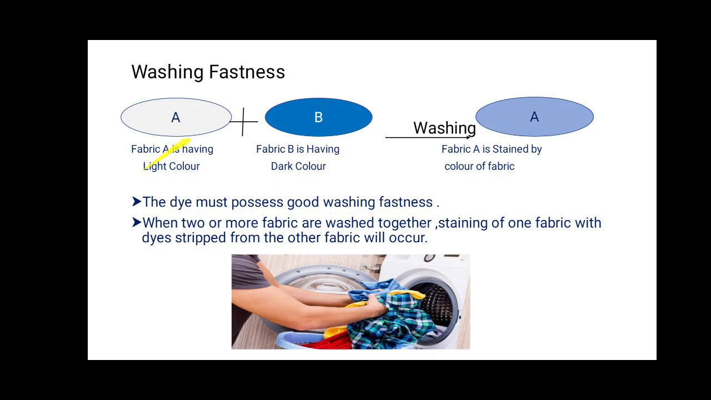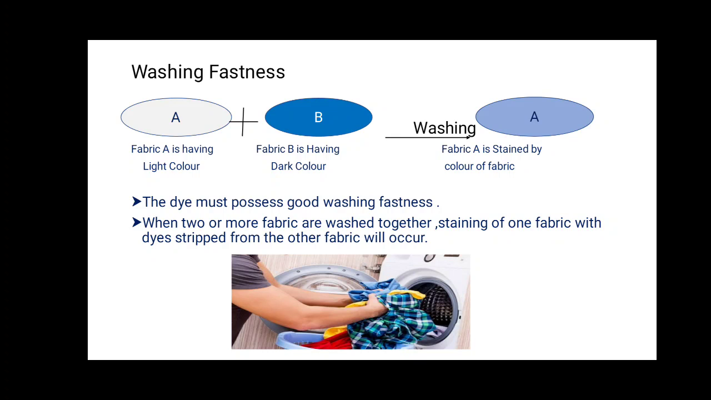We are washing A fabric and B fabric together. A fabric has a light color and B fabric has a dark color. When we wash A fabric and B fabric together, fabric A is stained by the color of fabric B. Got it? What is washing fastness property?